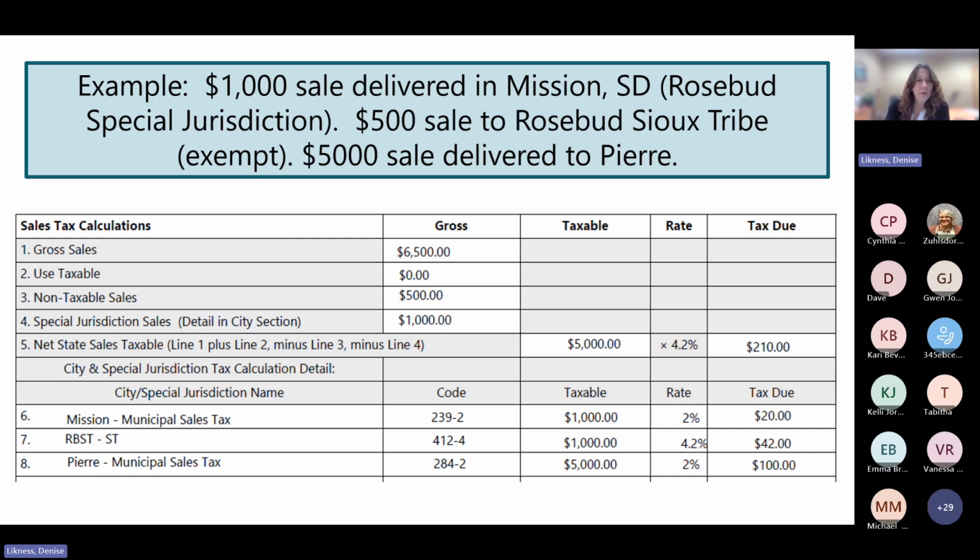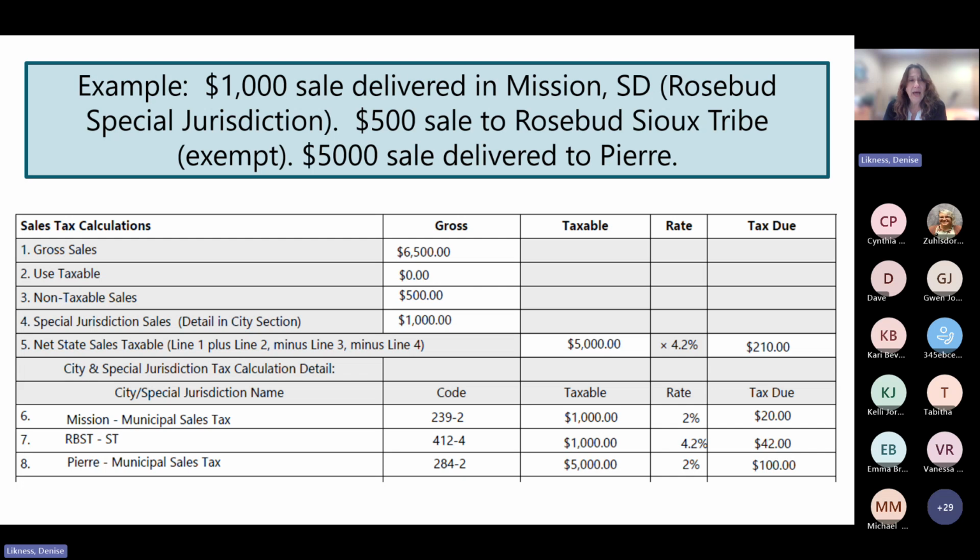So what it does is we turn around and take that $1,000 that was deducted under line 4, and we put it back under the special jurisdiction. That is the 4.2%, and then the mission, which is the 2%. And the 5,000 must have been in peer. So peer gets that 5,000, and then the tribe will get the 42 and the 20. That will be actually electronically transferred monthly to the tribe. So that's how they get it.